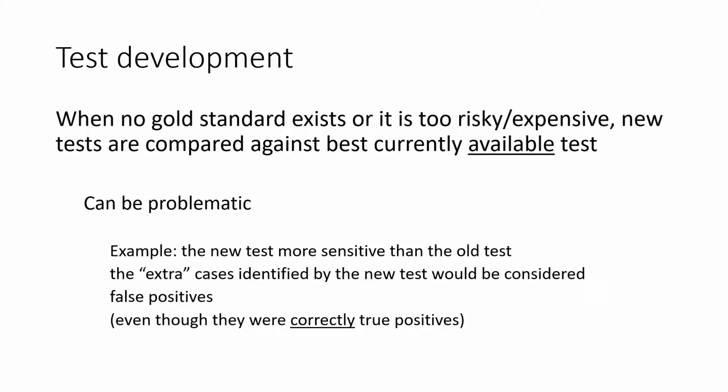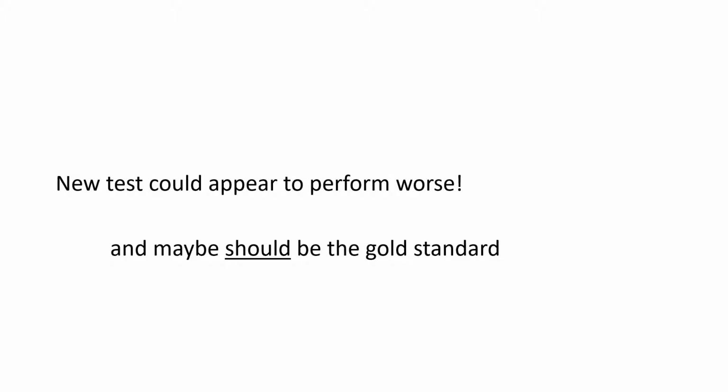For example, if the new test is more sensitive than the old test, and we'll cover this in a bit, but let's say this new test is better at picking up a condition when it exists, compared to the old test, it might be considered a false positive, for example, although they are correctly true positives. And if you don't know that your new test is actually better than the old test, this is a problem. You might think that your new test is actually worse and you shouldn't be using it, but maybe the new test should actually be the gold standard.